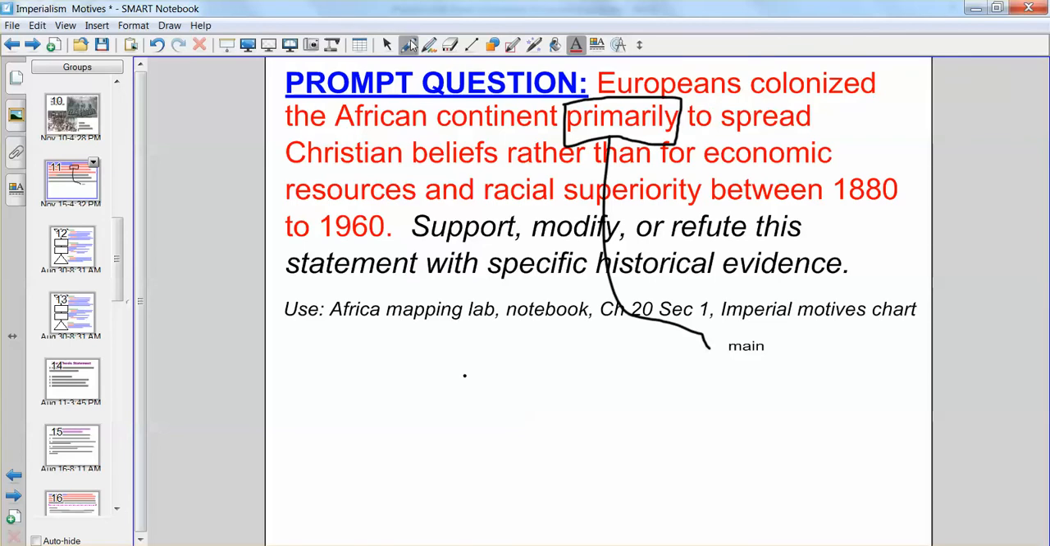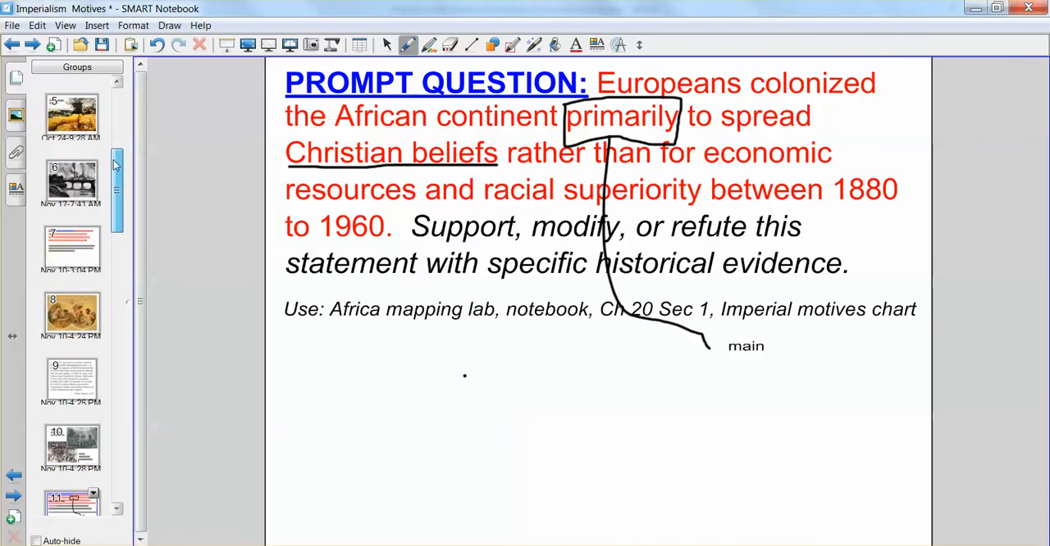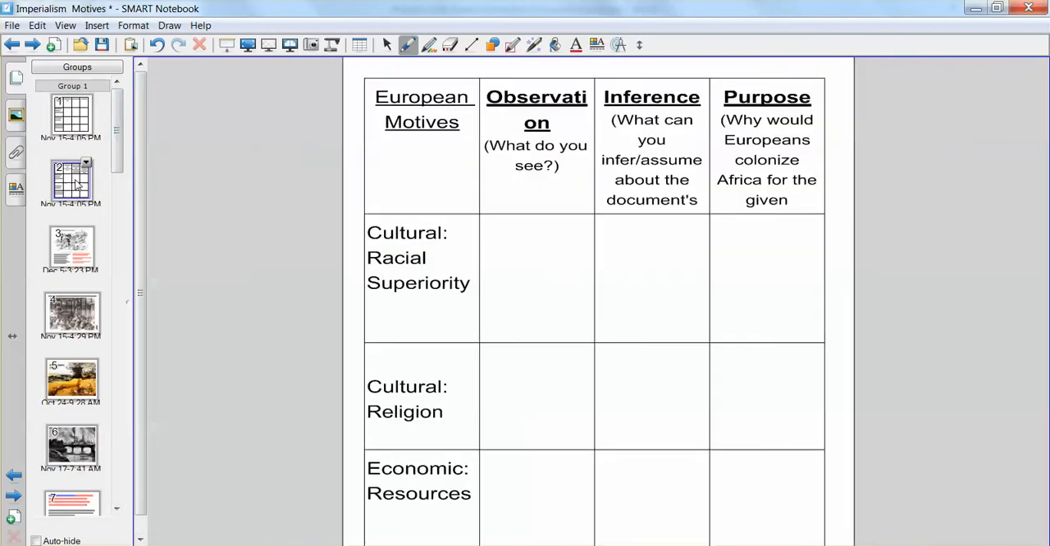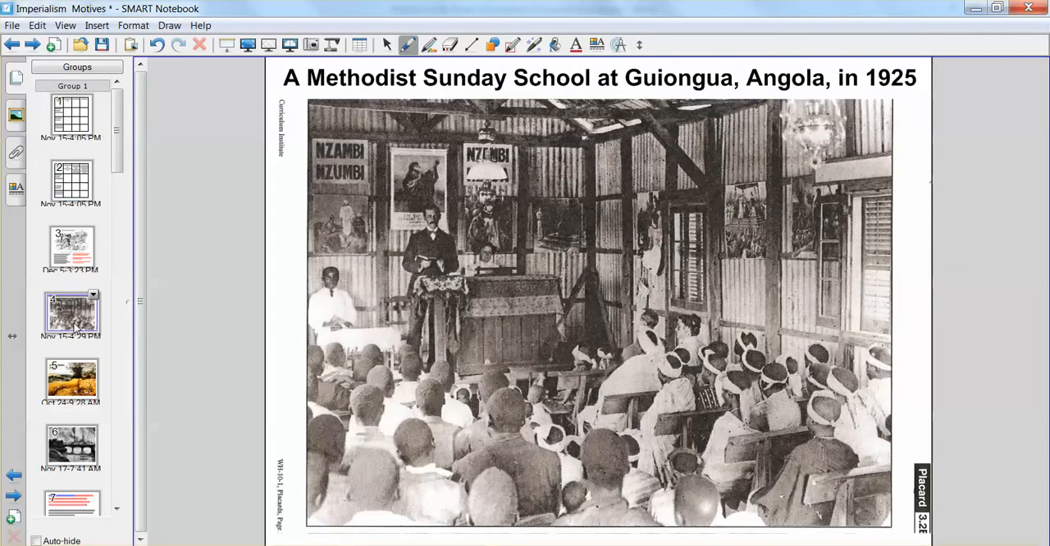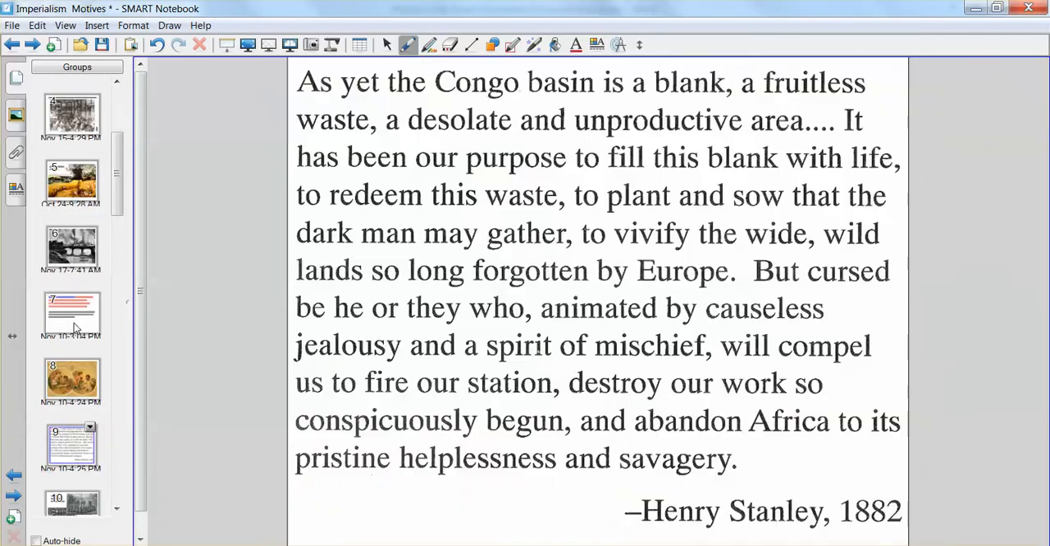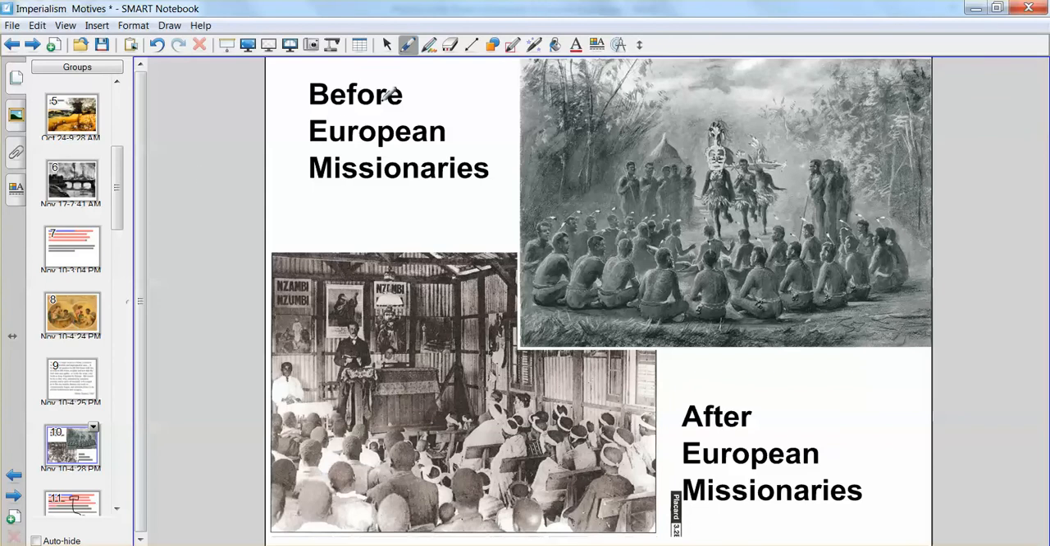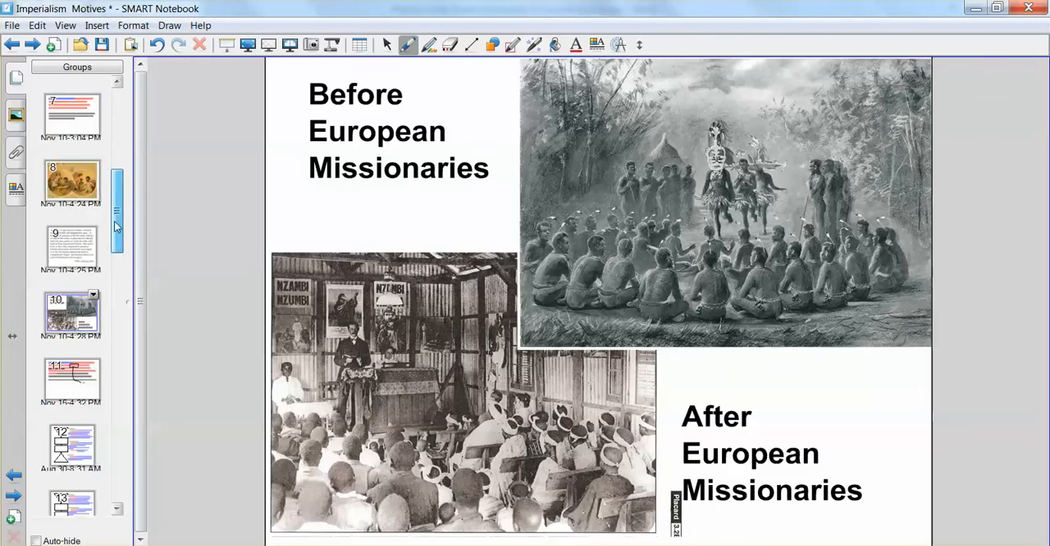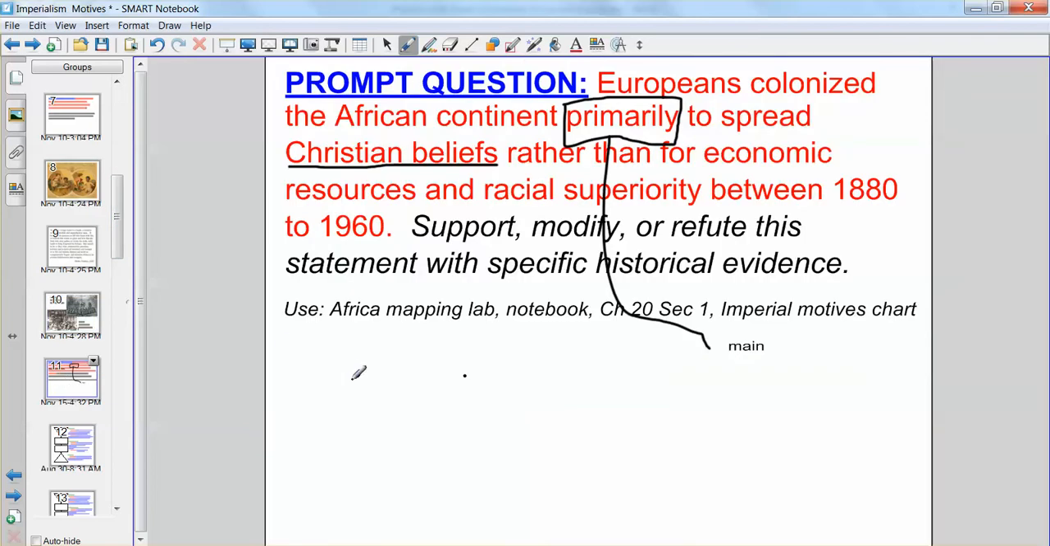Now, according to this prompt, it says to spread Christian beliefs. Okay, Abasian, where are you getting Christian beliefs from? Well, exactly what you saw in your chart under religion. That's what you took a look at, the Methodist Sunday school class, and even the image that we discussed in class with what happened before European missionaries and after European missionaries. So the prompt is taking a side. It's argumentative. So it's Christian beliefs were primarily the cause or the reason why Europeans came.